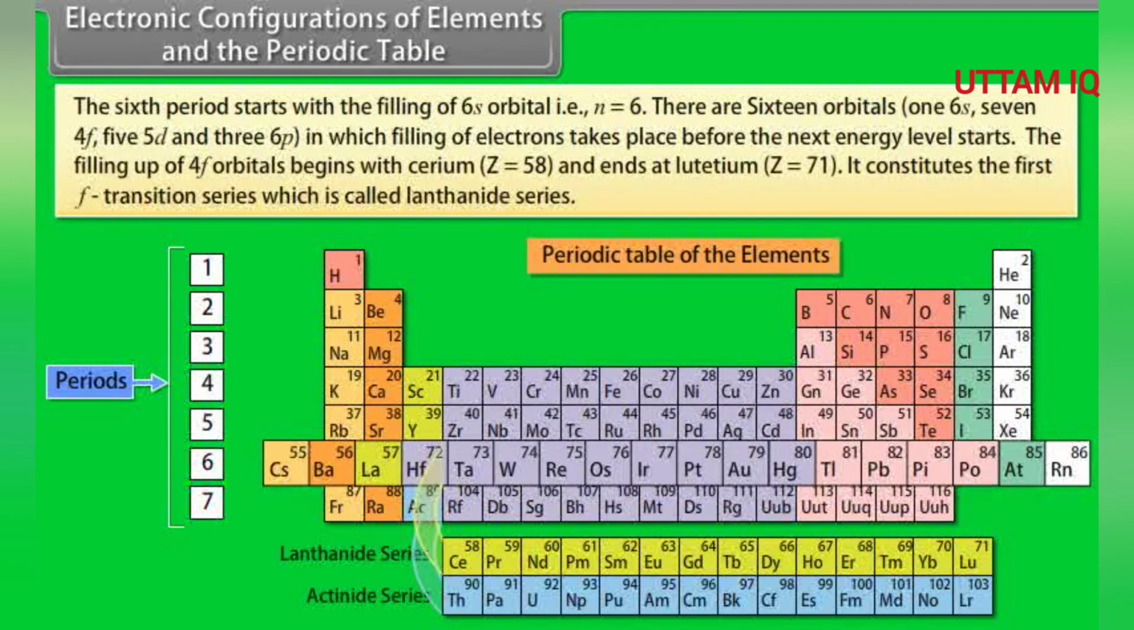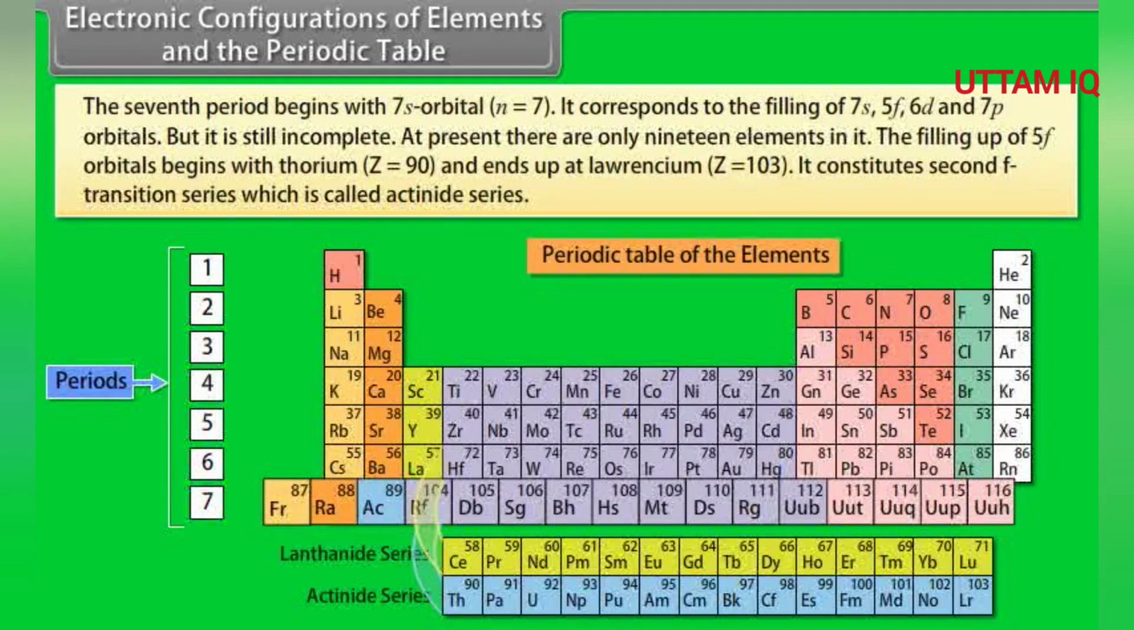The sixth period starts with the filling of 6s orbital, that is, n is equal to 6. There are 16 orbitals, one 6s, seven 4f, five 5d, and three 6p, in which filling of electrons takes place before the next energy level starts. The filling up of 4f orbitals begins with cerium, atomic number 58, and ends at lutetium, atomic number 71. It constitutes the first f transition series, which is called the lanthanide series.